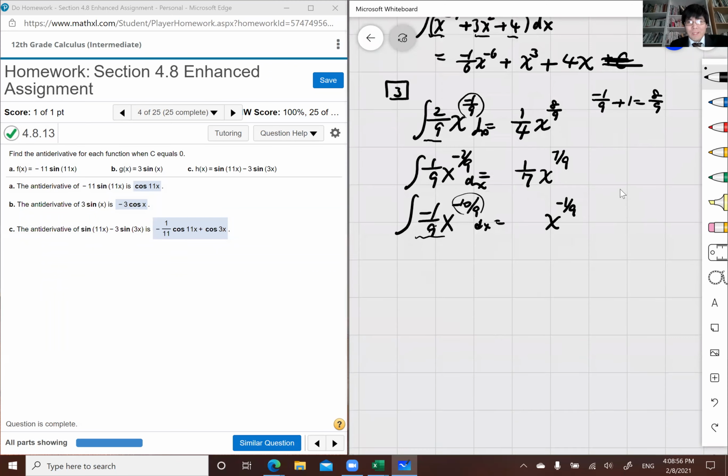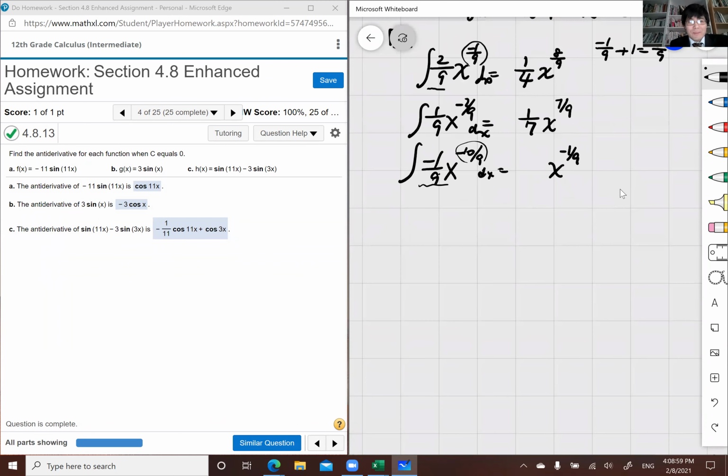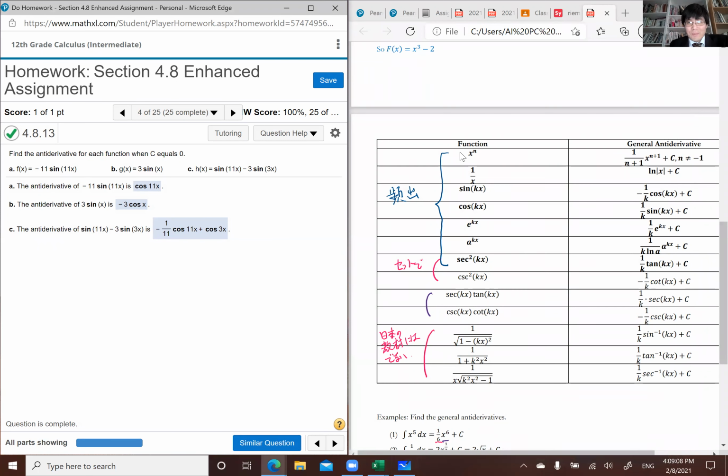Okay, now we are moving on to trig functions. Here's some notes for you. This is something covered in the lecture notes. Up to problem 3, we are just using the first formula here. Now we are going to sines and cosines. The antiderivative of sine is going to be negative cosine, and the antiderivative of cosine is going to be positive sine.